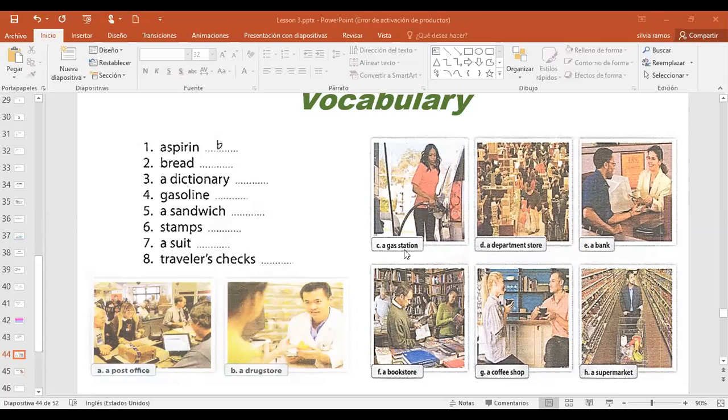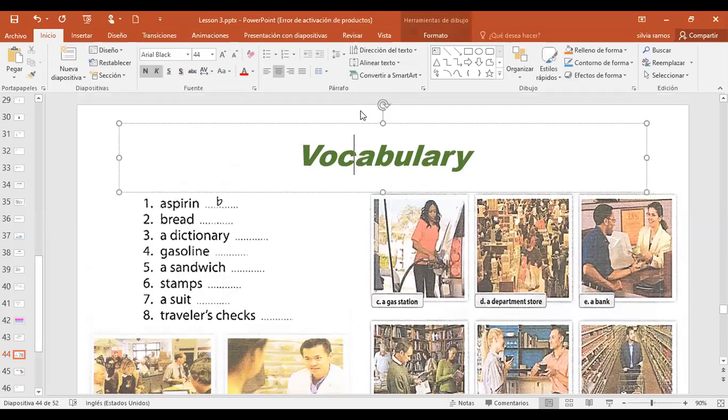How many people are in the class right now? We have only 10 people. 10 people? Yes, sir.